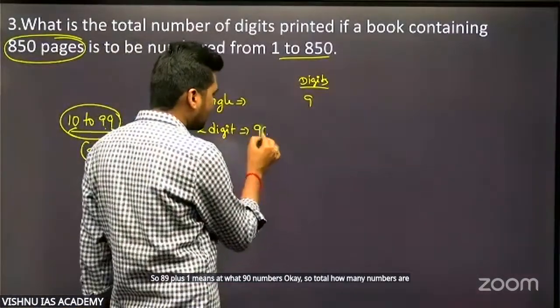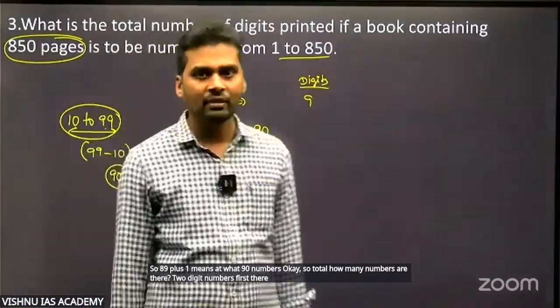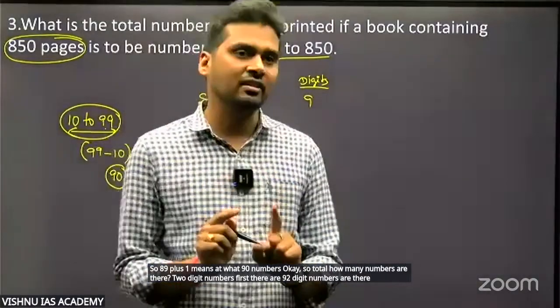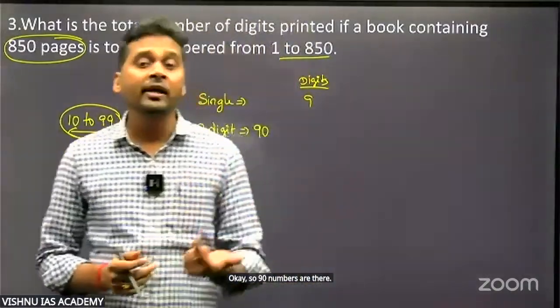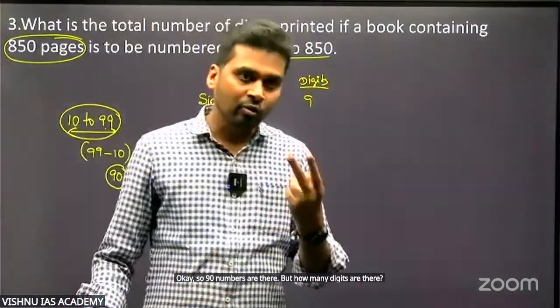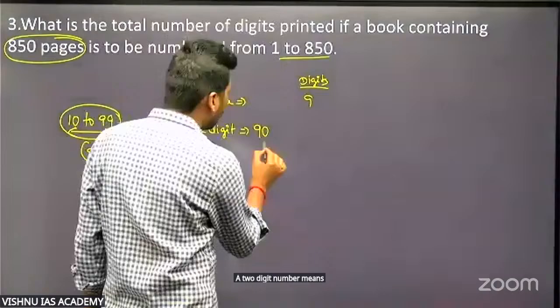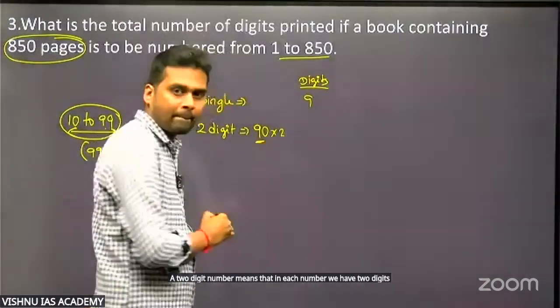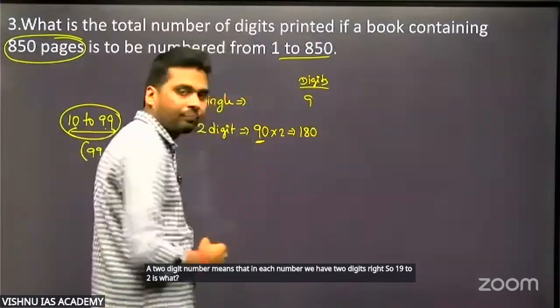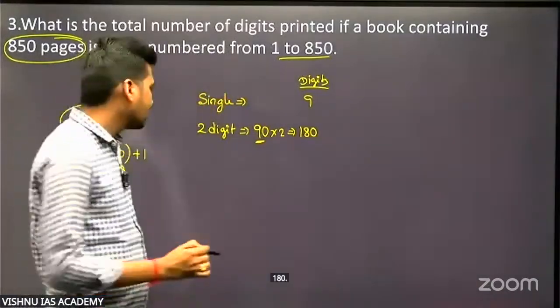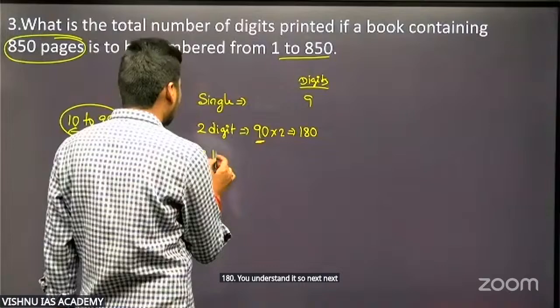Okay, so total how many 2 digit numbers are there? 90 numbers are there, but we are counting digits. So how many digits are there? A 2 digit number means that in each number we have 2 digits, right? So 90 into 2 is what? 180. You understand it?